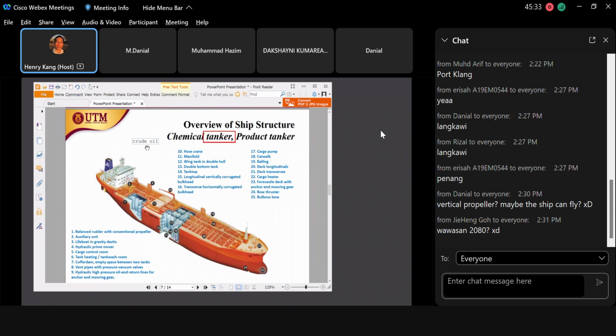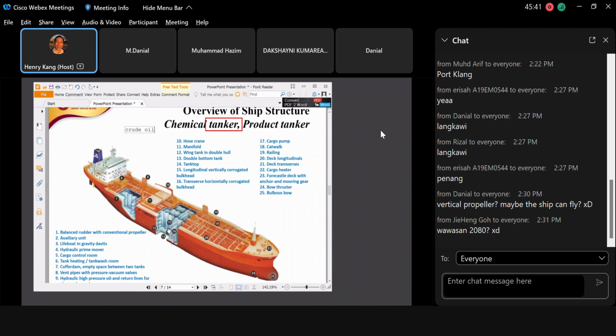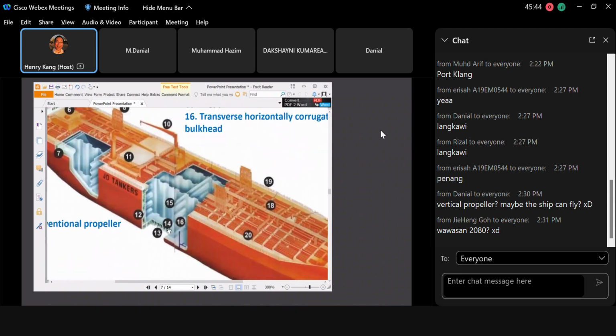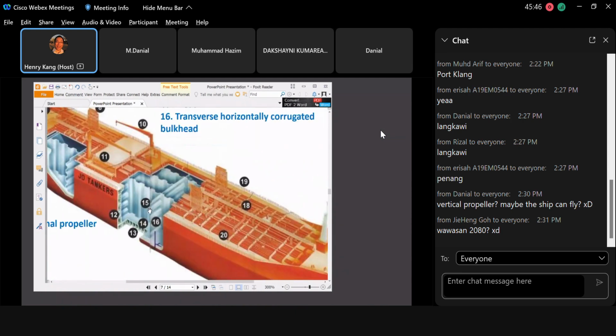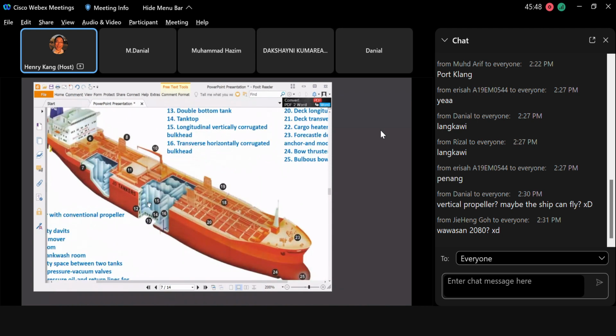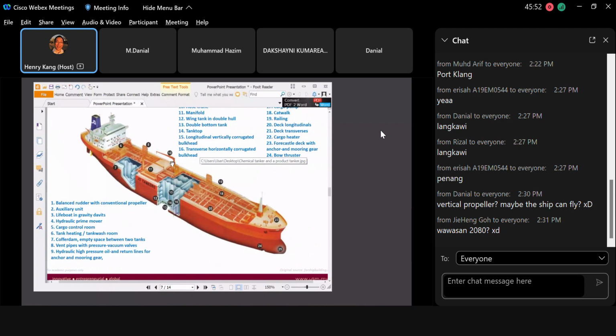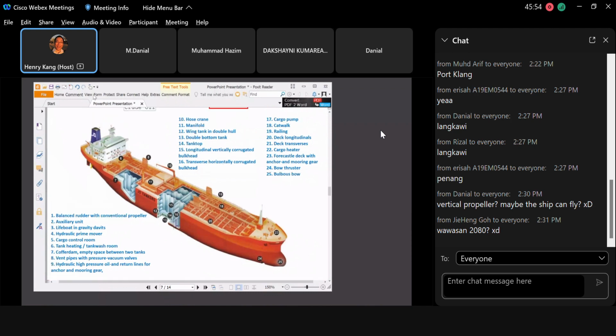So the chemical tanker, you can see the structure is very interesting. They have a lot of compartments. They have a lot of compartments. For this compartment, say you go to 15, okay, 15 and 16.